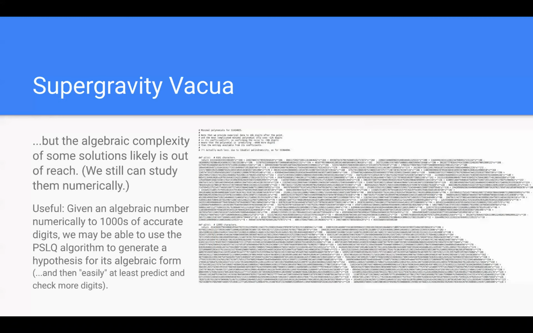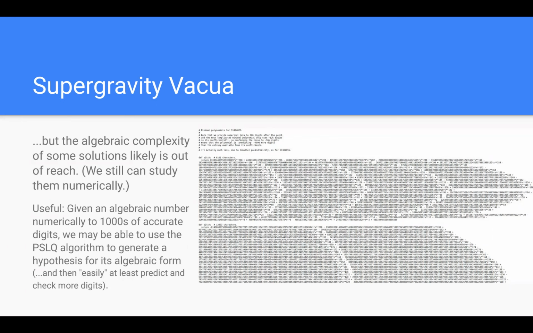Now, as I said, these solutions are algebraic in nature, but sometimes the algebraic complexity may well be out of reach. So we invested the effort to work out the minimal polynomials for the coordinates of one particular solution in detail using the PSLQ algorithm. And here this likely is the most complicated problem that ever was tackled with the PSLQ algorithm. So this is quite monstrous. You find it in one of the papers I listed earlier.